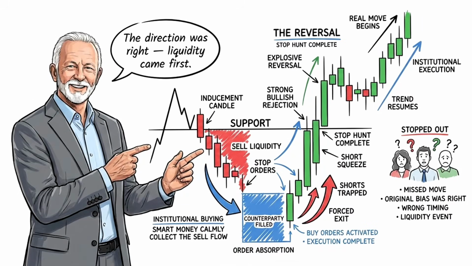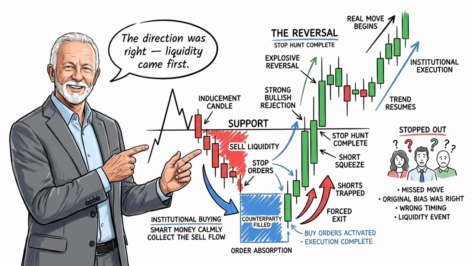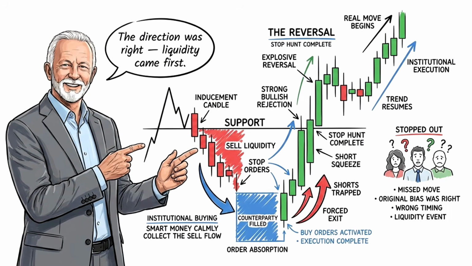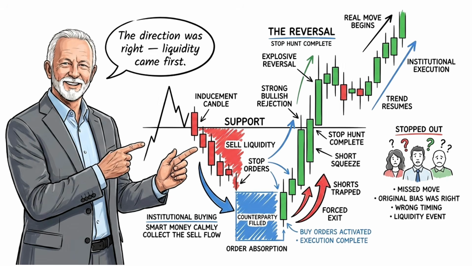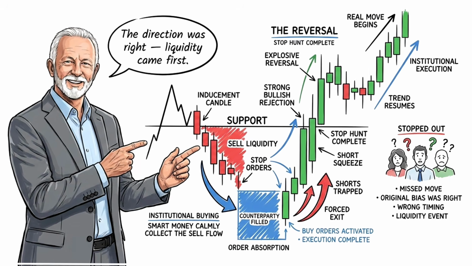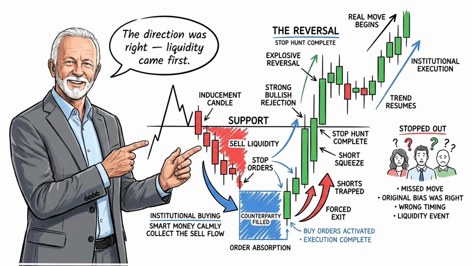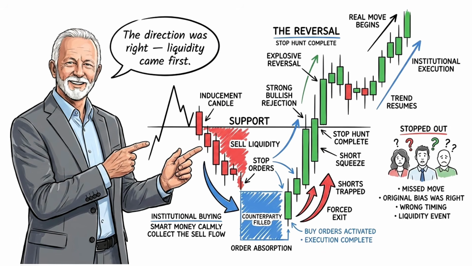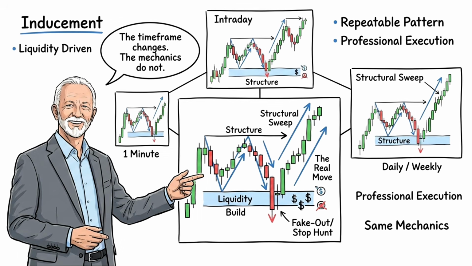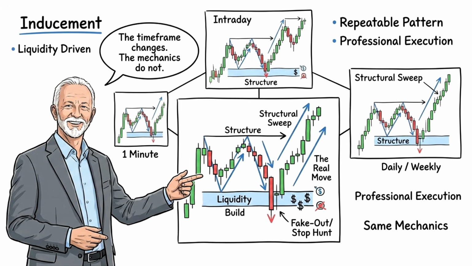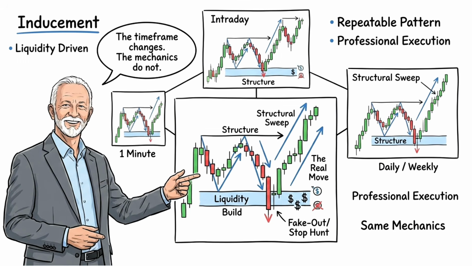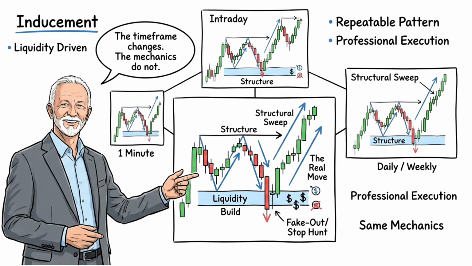Step 4, the reversal. With the stop hunt complete, the institutional buy orders that were waiting absorb all of that newly created sell liquidity. Price reverses sharply. The shorts get squeezed. The traders who got stopped out watch in disbelief as price goes exactly where they originally thought it would. That sequence is inducement. It is a fakeout engineered at a structural level to gather liquidity before the real move. This happens in every time frame, from the 1-minute chart to the weekly chart.